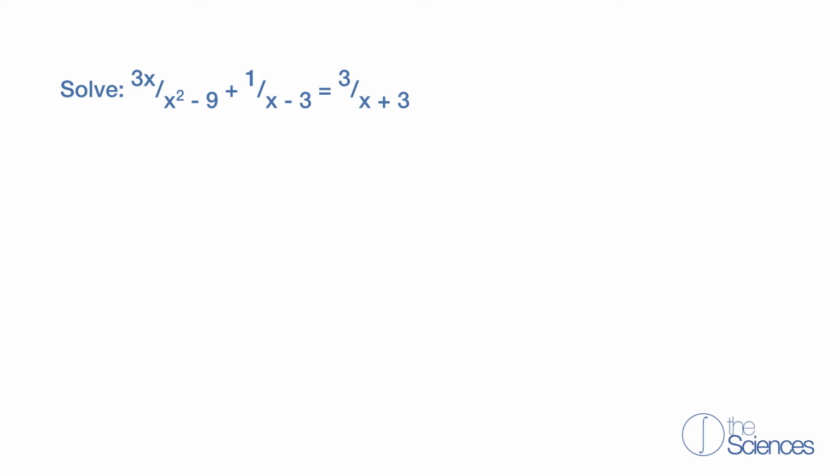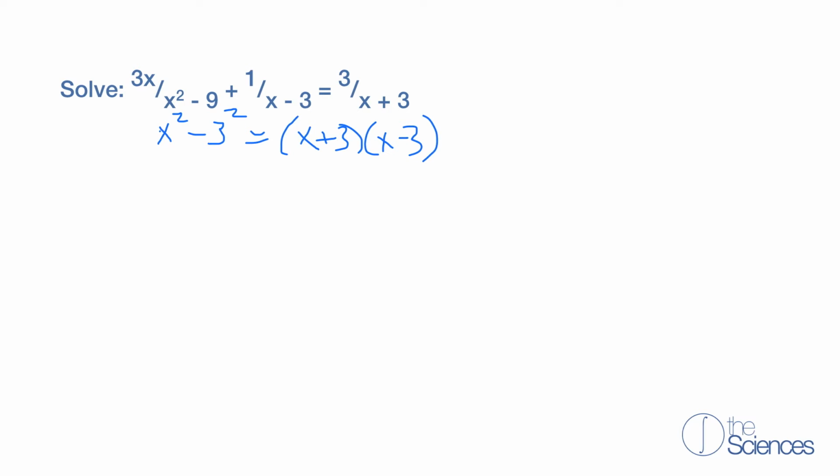Here we have x squared minus 9, which is the difference of two squares. The square root of 9 is 3, so we have 3 squared. So we could express this as x plus 3 times x minus 3.